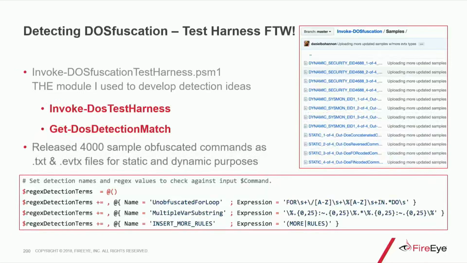So for this project, I released the full test harness, the exact code that I used to write every detection from this research, and I released it with the project. And I also released 4,000 obfuscated examples as text files, as well as Security EID 4688 events, as well as Sysmon EID 1 events. So if you don't want to run my code, you don't have to, but I have tons of sample data that you can use to test it.